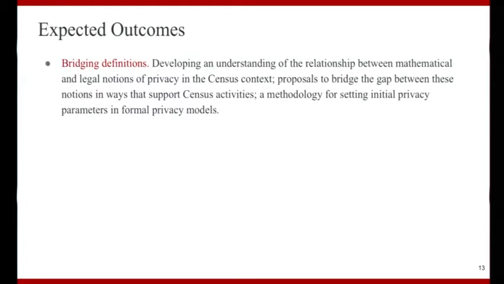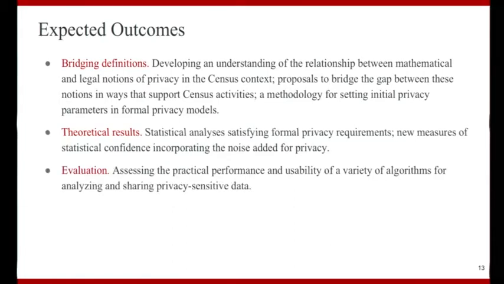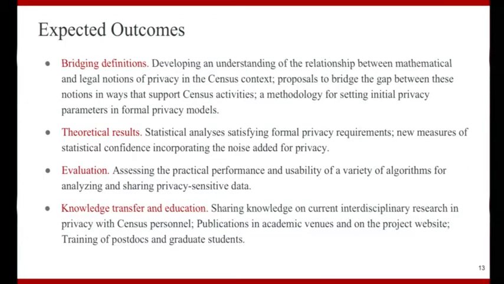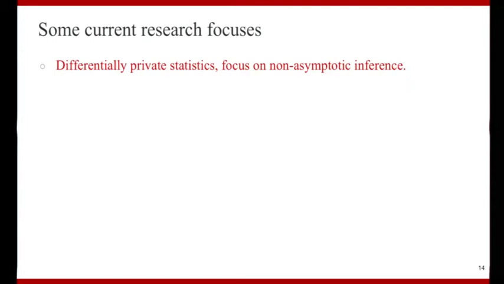Here are a few expected outcomes from the project. First, we work on bridging definitions, and we work on developing the understanding of how mathematical and legal notions of privacy interact in the context of the census work. We expect to get theoretical results in the area of statistical analysis satisfying requirements like differential privacy. We expect to evaluate some of our algorithms and to do a lot of knowledge transfer and education in this interaction with the census team. Some current research focuses: we work on differentially private statistics and focus on non-asymptotic inference.